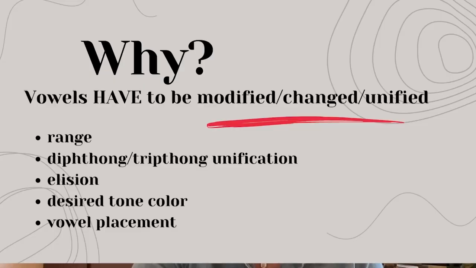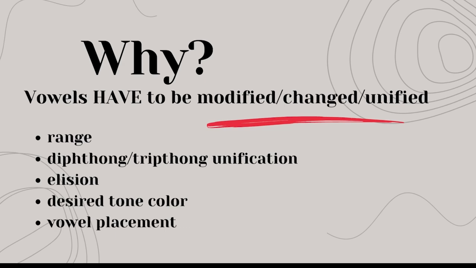Now, I'm sure that many of you have come across issues with your choir insofar as you want the tone to sound a certain way, or you want the placement to be a certain way, or perhaps there are some intonation problems that you think might have to do with the way that the singers are pronouncing something. Well, that is the purpose for why we're going to even consider the idea of rewriting the vowels. Vowels have to be modified. They have to sometimes be changed, and they must be unified in order to create a beautiful sound.